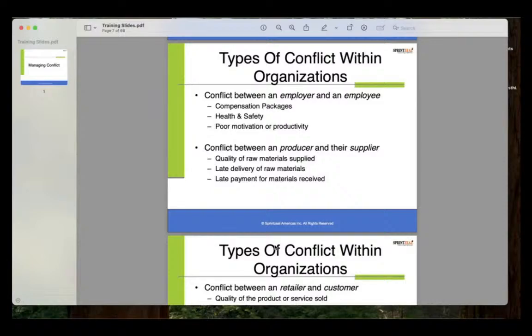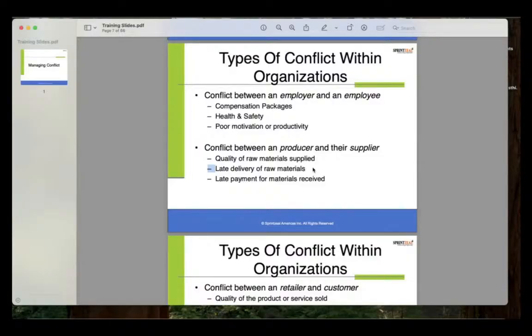Yes. Similarly, if we see the next thing, between a producer and supplier, if there is any late delivery of raw materials, in that case conflicts arise, right? So before understanding the conflict resolution, we are deeply understanding the types of conflicts and in which scenarios they can happen. This will help us understand better. When we know the base of the conflict, then we will understand the resolution better.